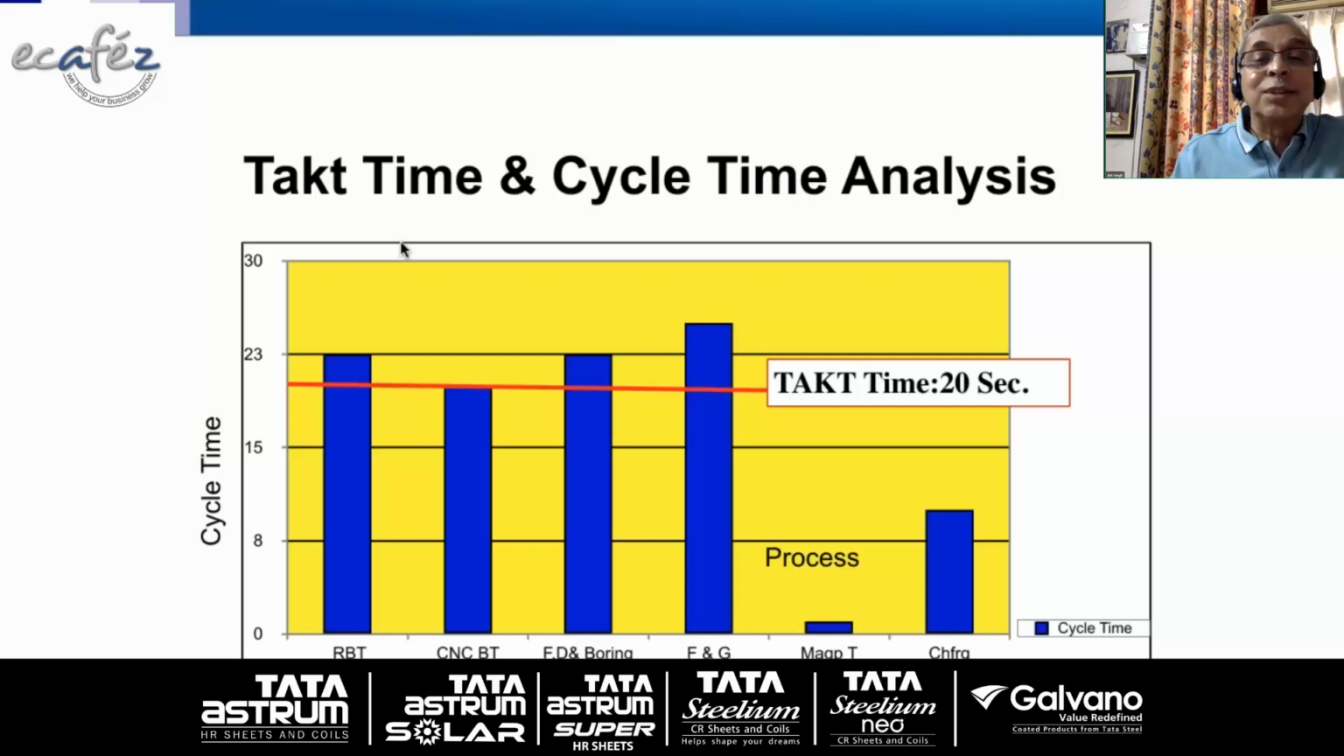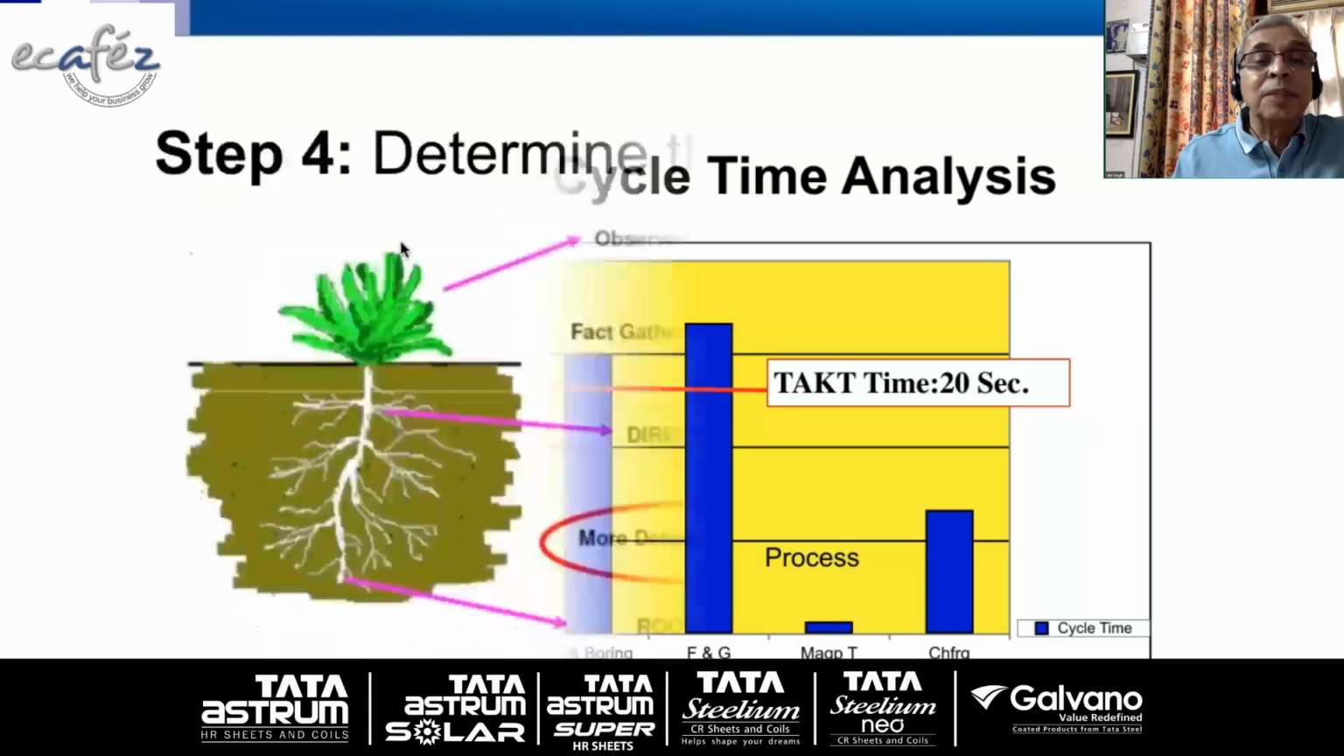So the challenge is to reduce the cycle time of these 3 processes: rough ball turning, RBT, facing, drilling and boring, and facing and grooving. It has to be brought down below 20 seconds, then only you'll be able to produce 3,600 units per day.